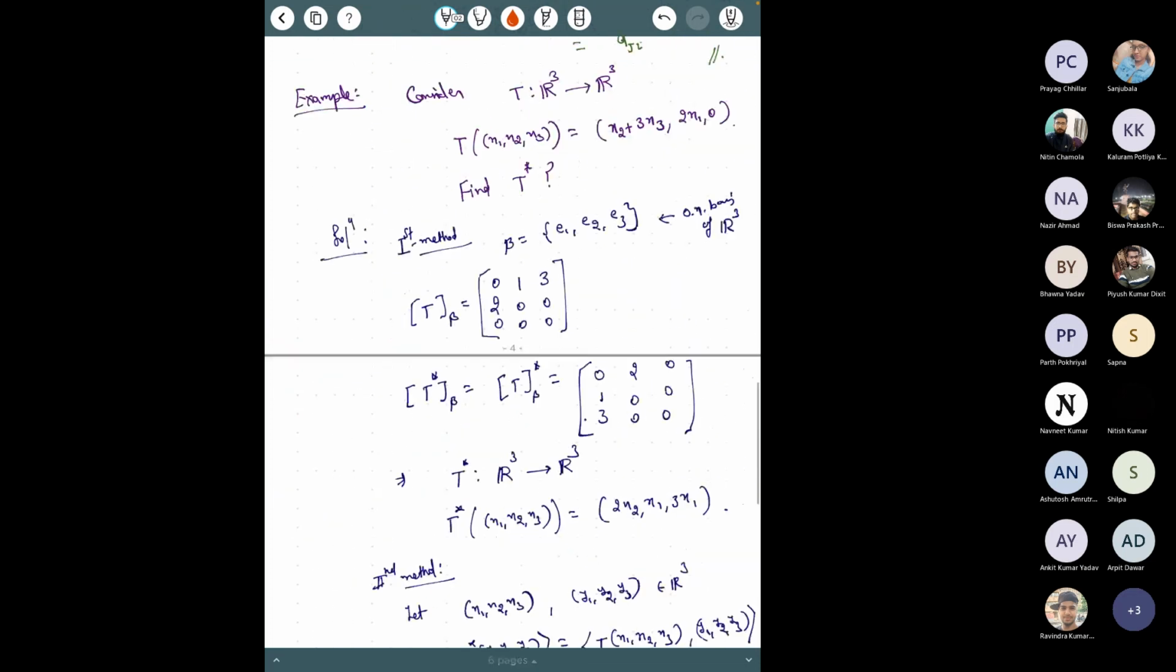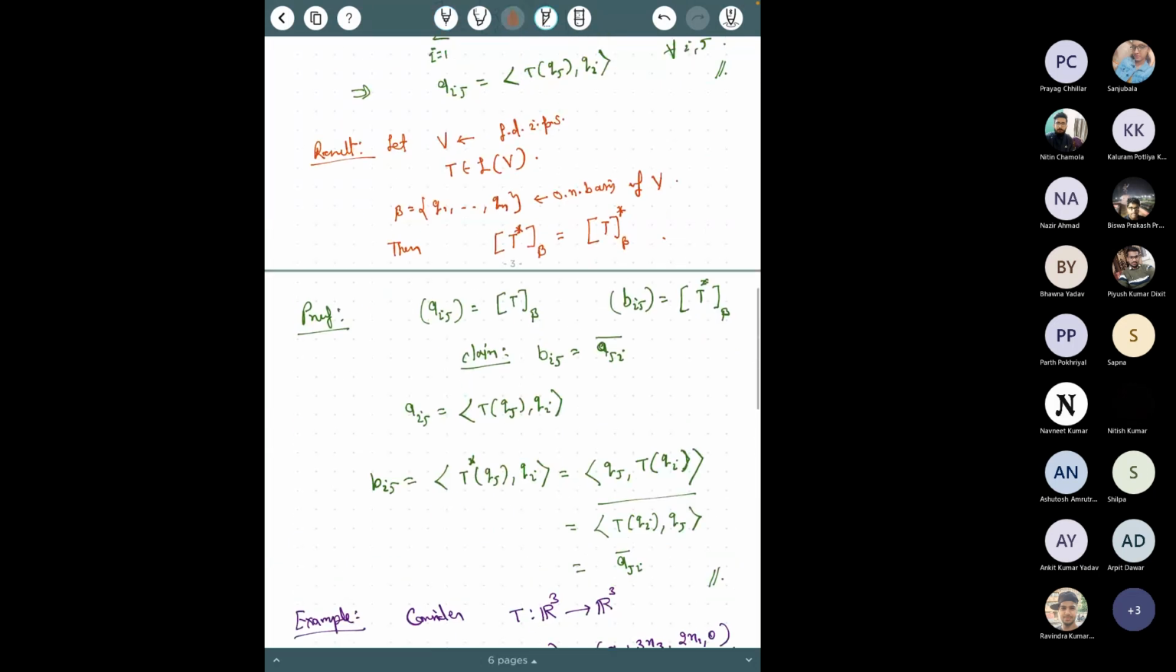So look at this result here, the matrix representation. What I'm saying is that if we have a finite dimensional vector space and a linear operator on it, then if T is invertible, can you say that T star is also invertible? At least you can guess. If T is invertible, what can you say about its matrix? And using that, can you say something about the matrix of T star, and then about T star? So what can you say about T star?